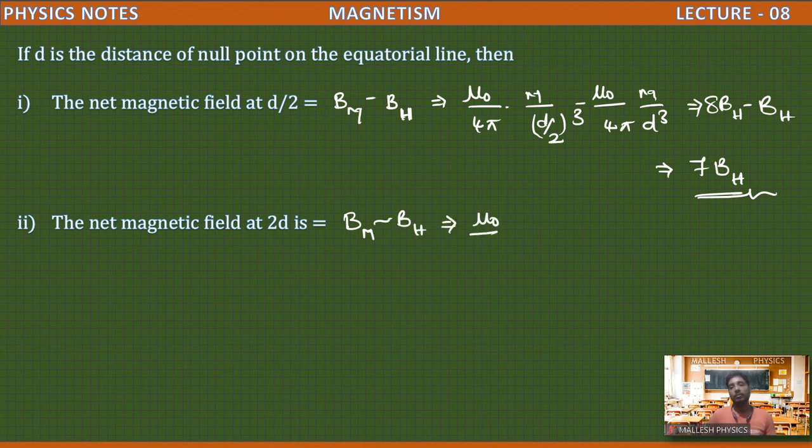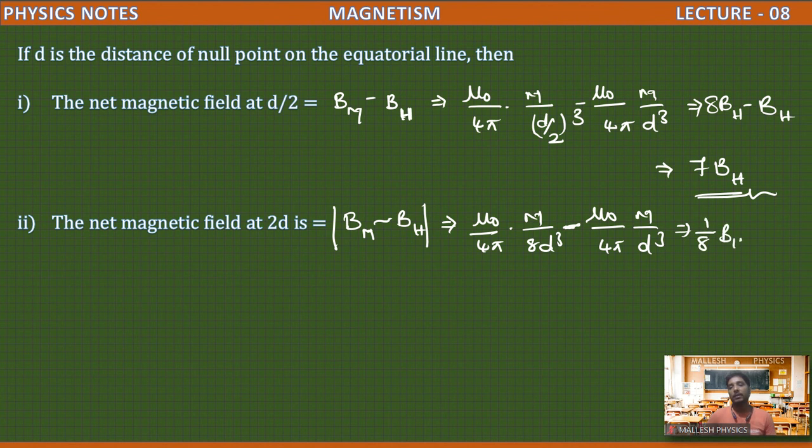So mu naught by 4 pi m by d cube is 8 d cube minus mu naught by 4 pi, minus means difference, we are finding only magnitude, 4 pi into m by d. Now if you write this one, 1 by 8 Bh minus Bh, so that is equal to 1 minus 8, that is 7 magnitude, so 7 by 8 Bh, like this.